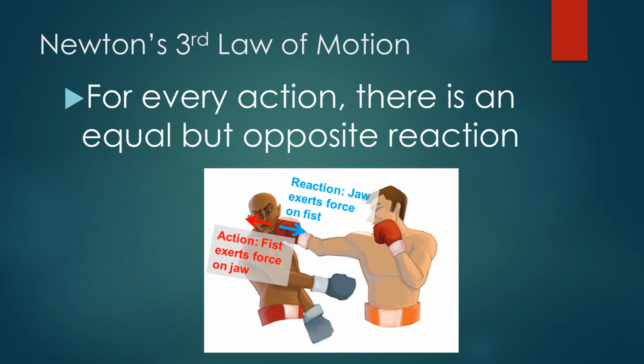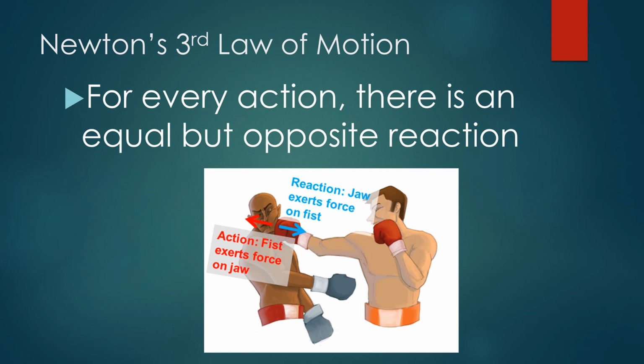So here we have a picture of two boxers, and the guy on the right is punching the guy on the left. So the action is the fist that is exerting force on the jaw, the actual punch. But you don't really think about the reaction in this case, but there is a reaction, and that reaction has an equal force. So the reaction is the jaw exerting force on the guy's fist. That's the whole reason why they wear boxing gloves in the first place.